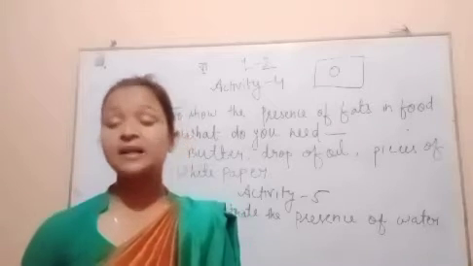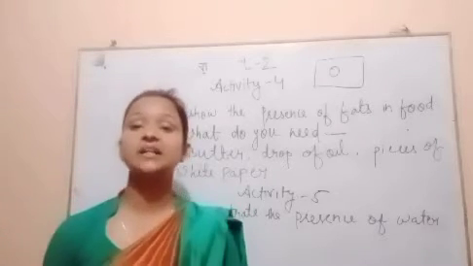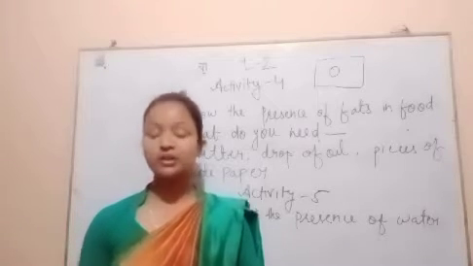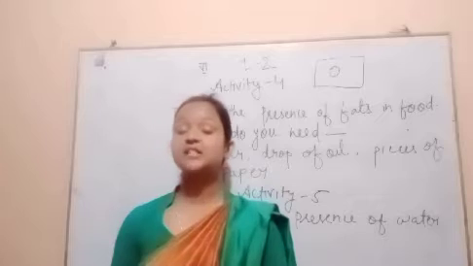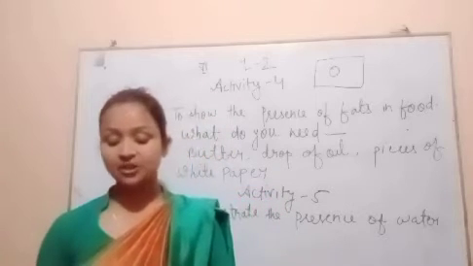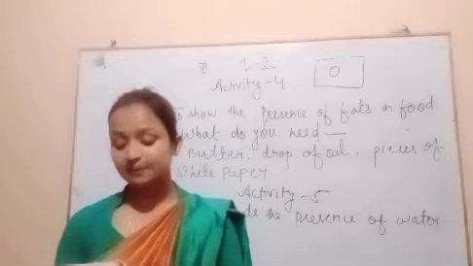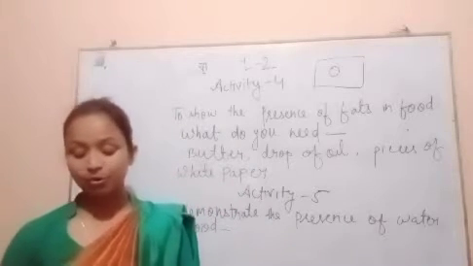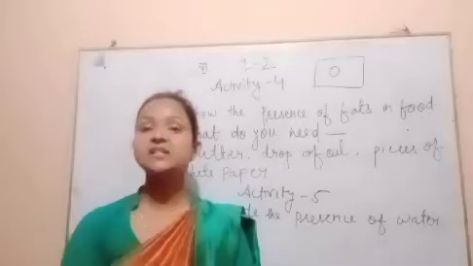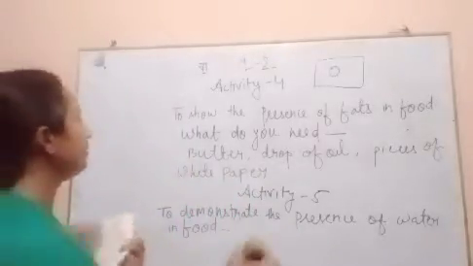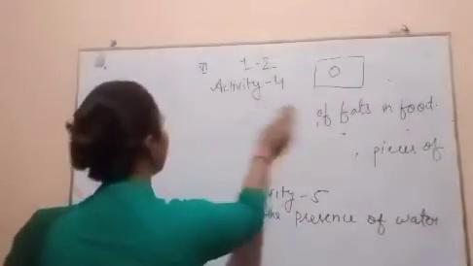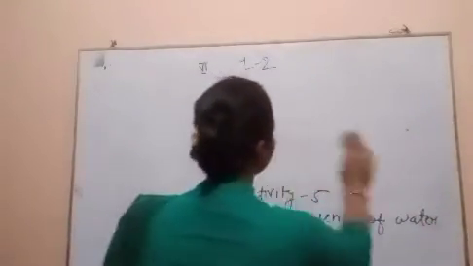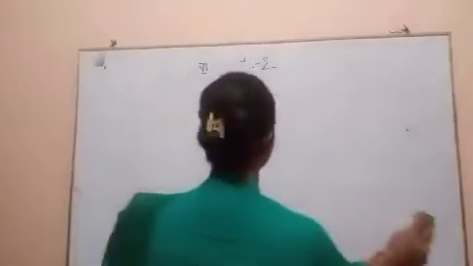From the above activities, activity 1 to 6, you can come to know which nutrient is present in a food item and which foodstuffs contain more than one nutrient. Now let us study these nutrients. First we will discuss carbohydrates.